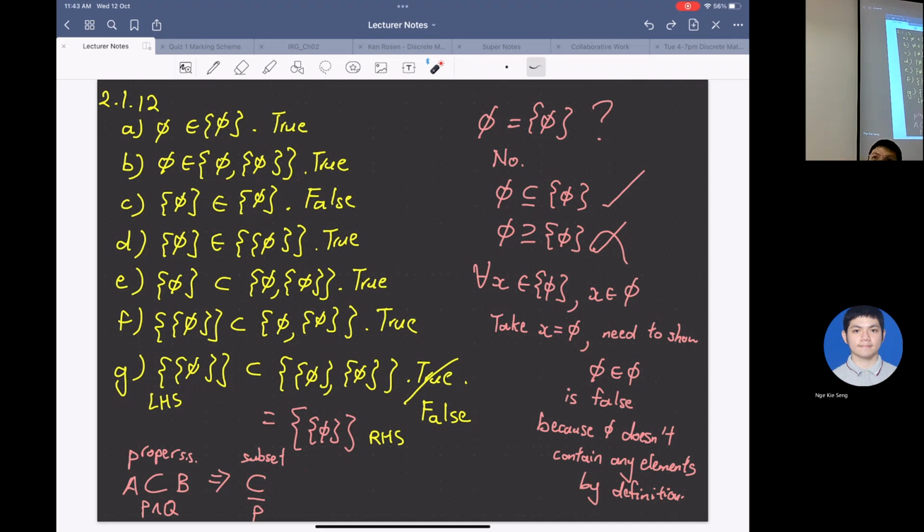Larger, if it is infinite, doesn't mean anything. You can think of it as larger, but when it is infinite, it's hard to tell which one is larger or smaller. Therefore, E is also false? No, because for E, this element here is not in here.